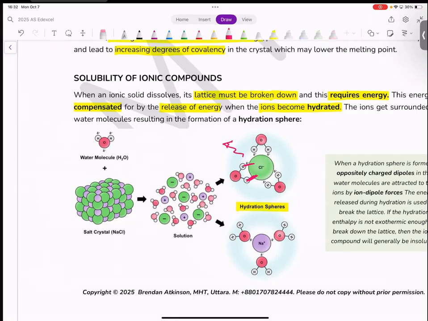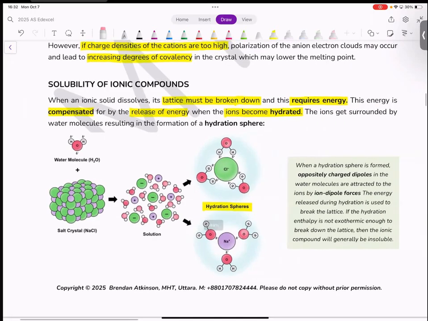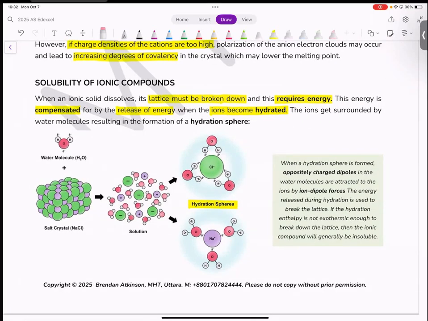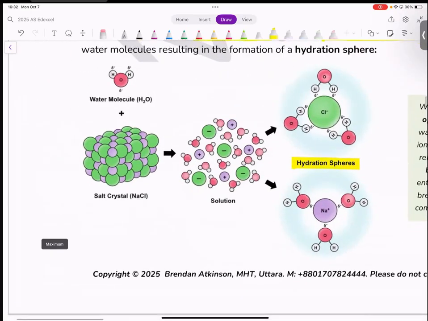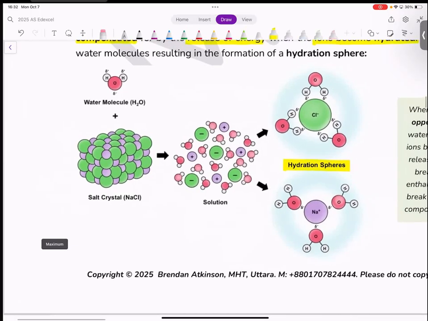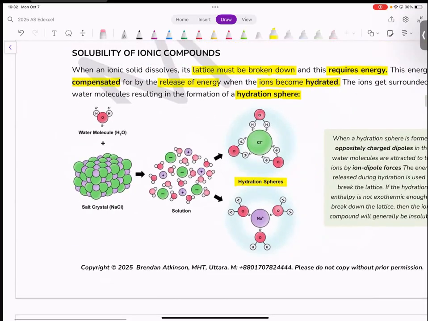So energy is needed to break the lattice, and then I'll get some back when the attractions form. So see if I capture this. The ions get surrounded by water molecules, resulting in the formation of a hydration sphere, which you will be asked to draw, guys. So you can see how the lattice is getting surrounded by the water molecules, and then you end up forming these hydration spheres.